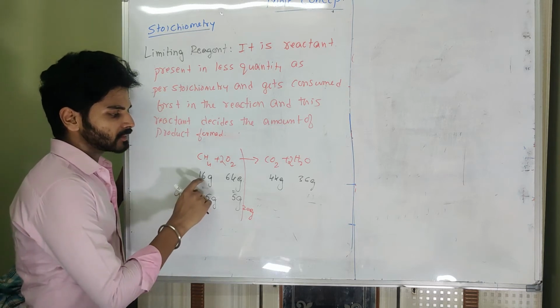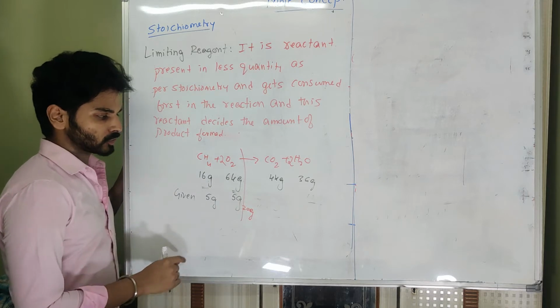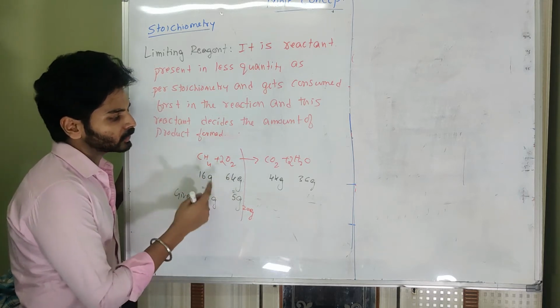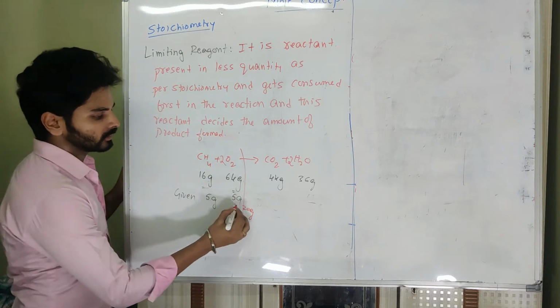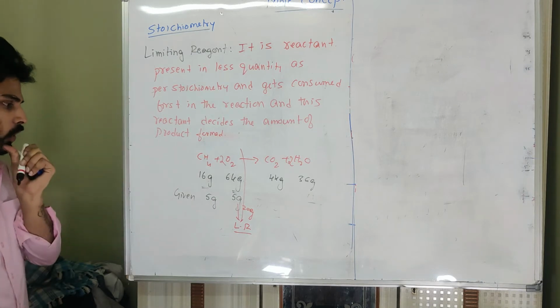So 16 grams of methane needs 64 grams of oxygen, 4 times more. So for 5 grams, 4 times more, that is 20 gram is needed. So that means this 5 gram is given in less quantity. Limiting reagent is oxygen there.